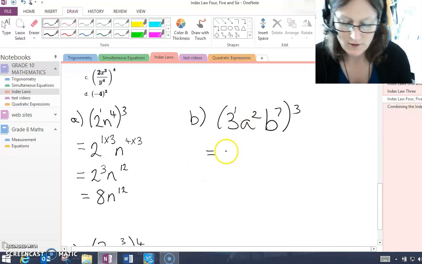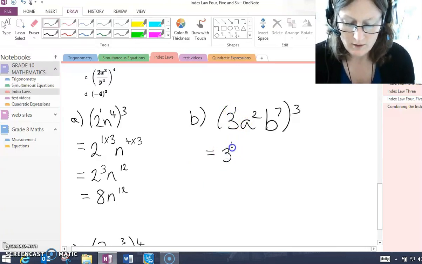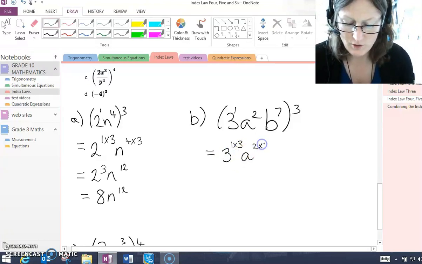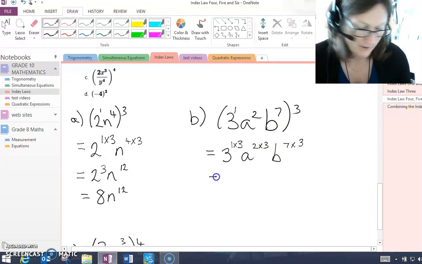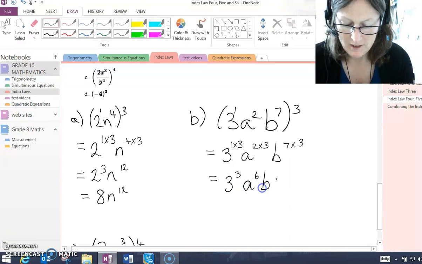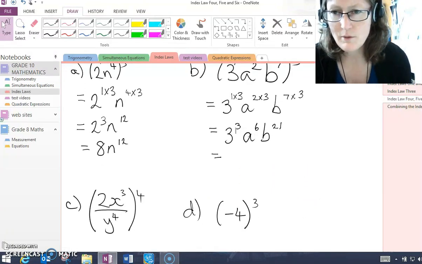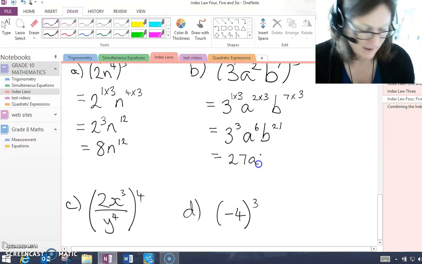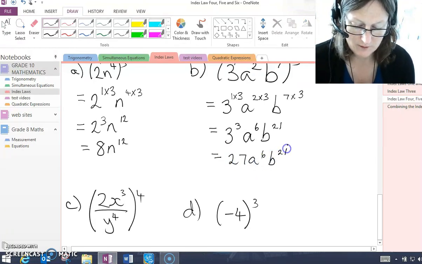So we say 3 to the power of 1 times 3, a to the 2 times 3, b to the 7 times 3. Our next step would say it's 3 to the power of 3, a to the 2 times 3, which is 6, b to the 7 times 3, which is 21. We can leave that, or the one last step, 3 to the power of 3 means 3 times 3 times 3, which is 27, a to the 6, b to the 21.